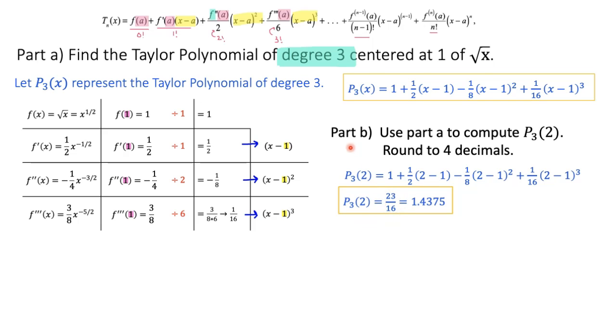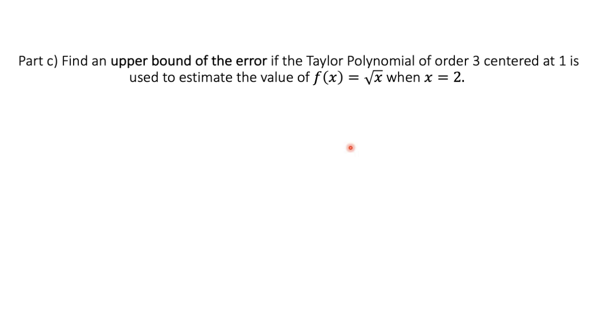So let's go ahead and talk about part C. Part C is going to be the longer one. But if you do a couple of these, it won't be long. So maybe just the first time it might be long, and then once you get the hang of it, it'll be shorter. We want to find the upper bound of the error if the Taylor polynomial of order 3 centered at 1 is used to estimate the value of f of x equal to the square root of x when x is equal to 2. So remember, that was what we were originally approximating.